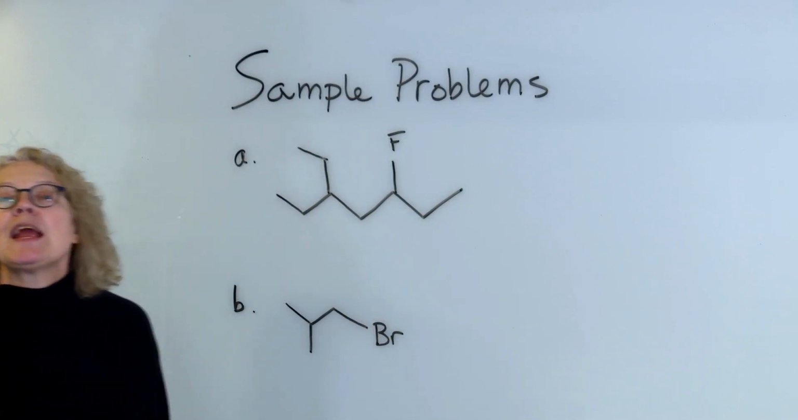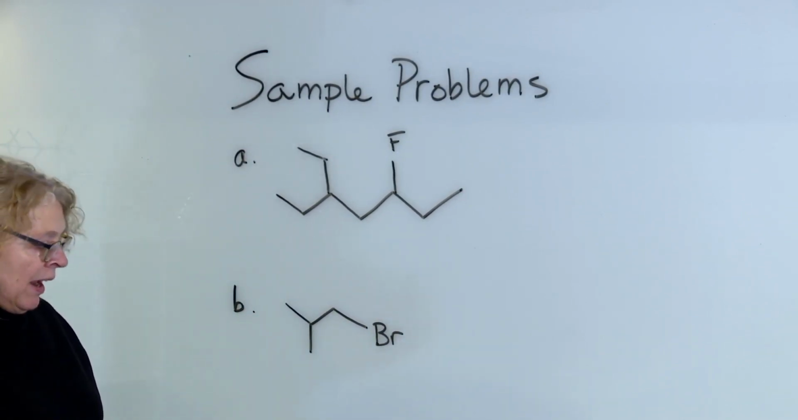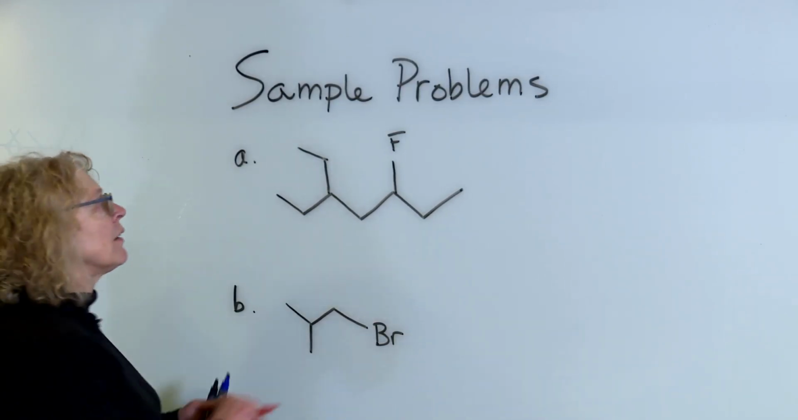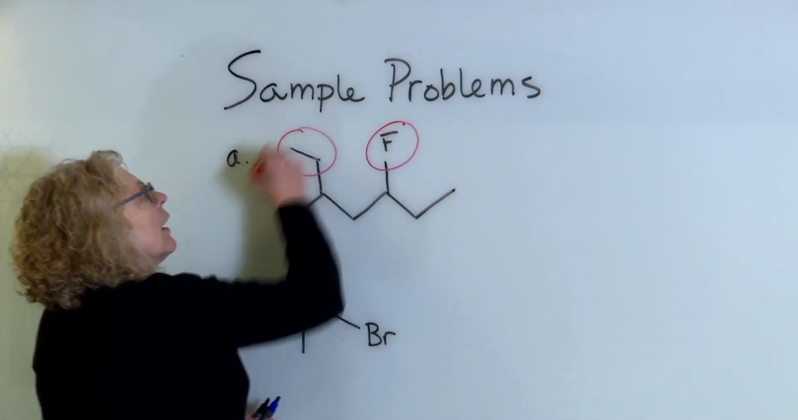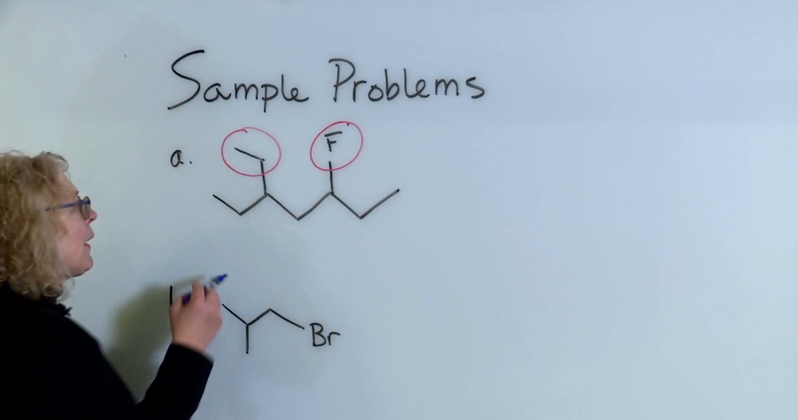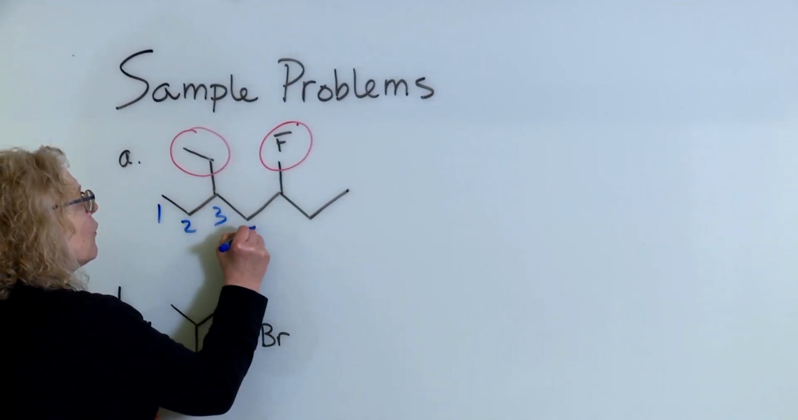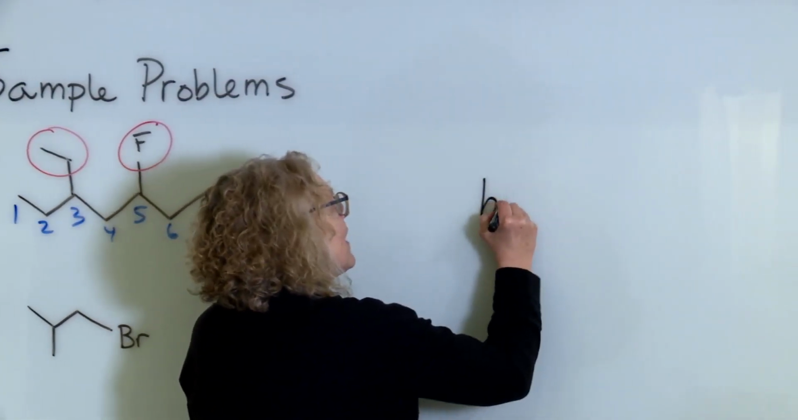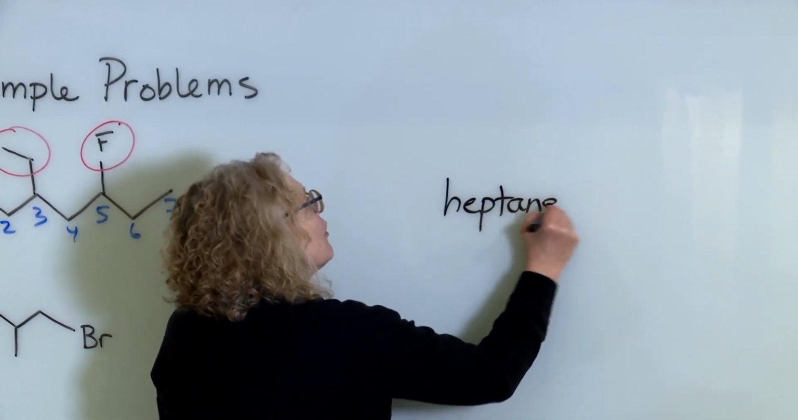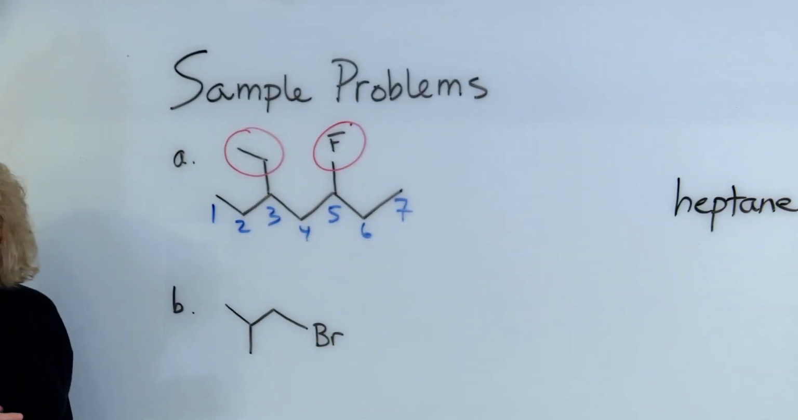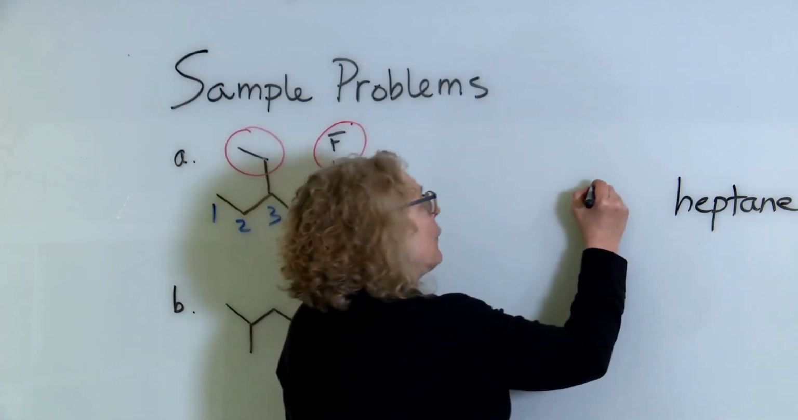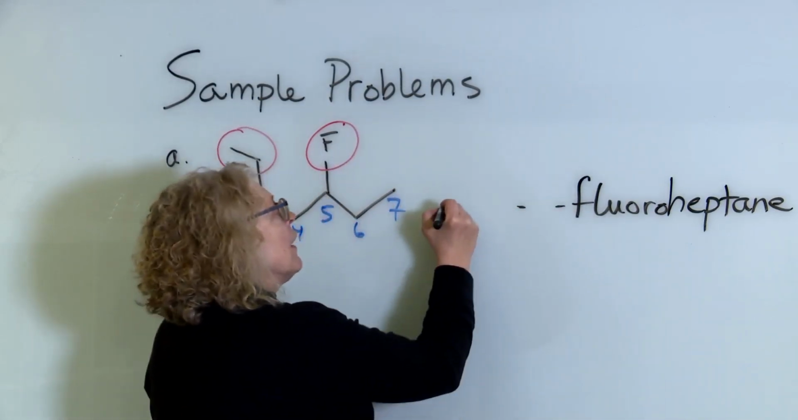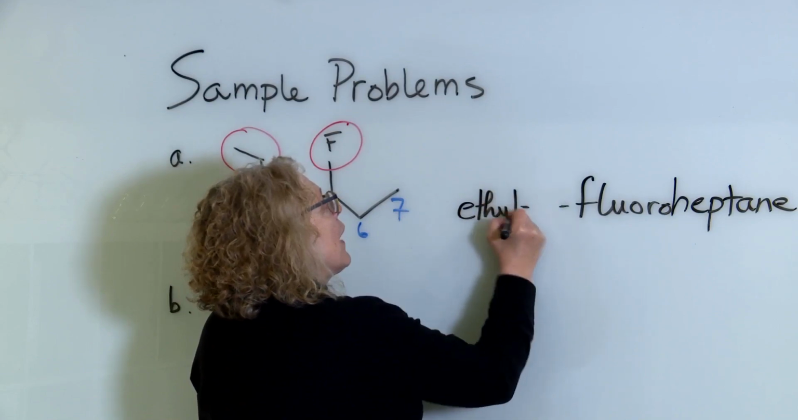So the first compound we're going to name using IUPAC nomenclature. And as I said before, the halo groups have exactly the same priority and are considered in exactly the same way as the alkyl substituents. So our parent goes 1, 2, 3, 4, 5, 6, 7. So this is a heptane with 2 substituents on it. Ethyl beats fluoro in alphabetical priority, so this is a fluoroheptane. Leave a little space for the number, and this is an ethyl fluoroheptane.